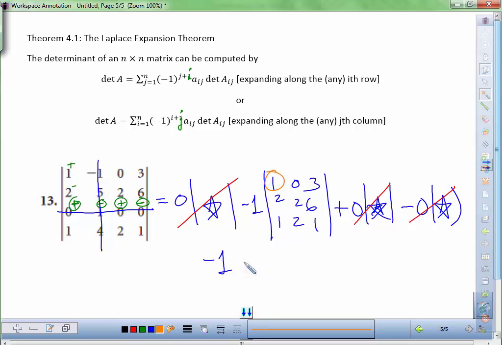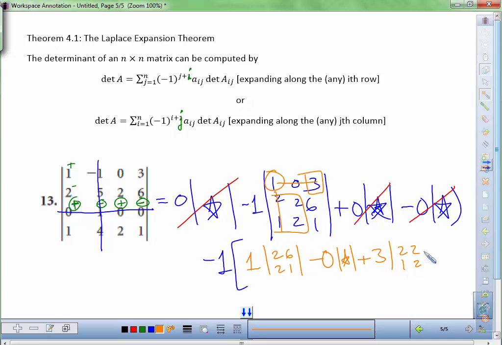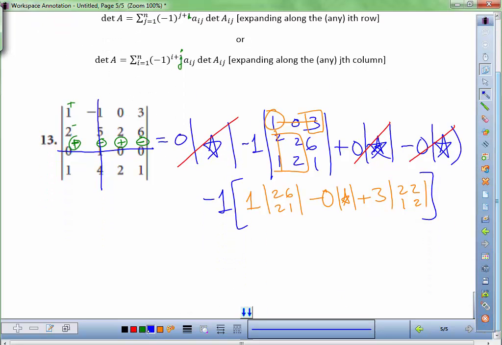So this is going to be a 1 times, and then the submatrix with a 1 would be a 2, 6, 2, 1, minus a 0, and then plus 3, and then the submatrix there is 2, 2, 1, 2. Okay, so we got another 0 to disappear. And now we have 2 by 2 matrices, which is easy to handle.